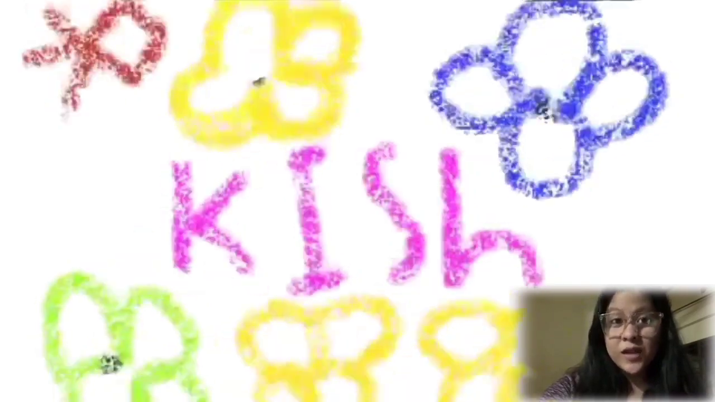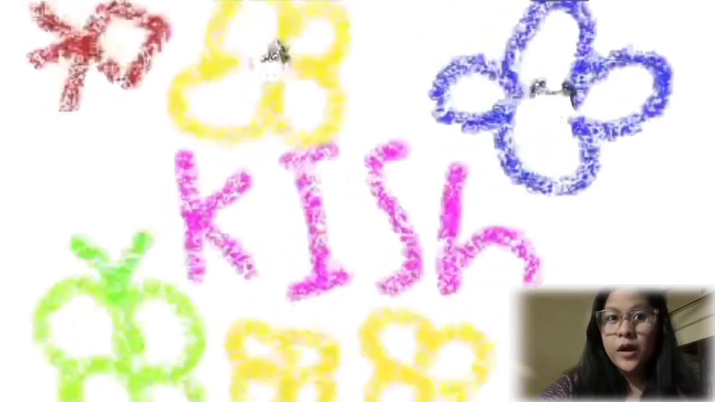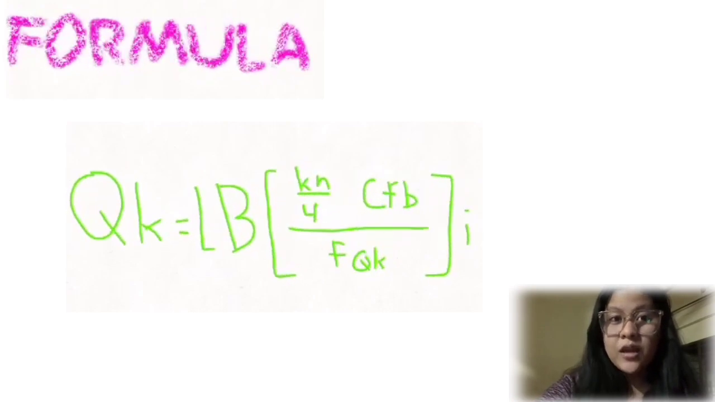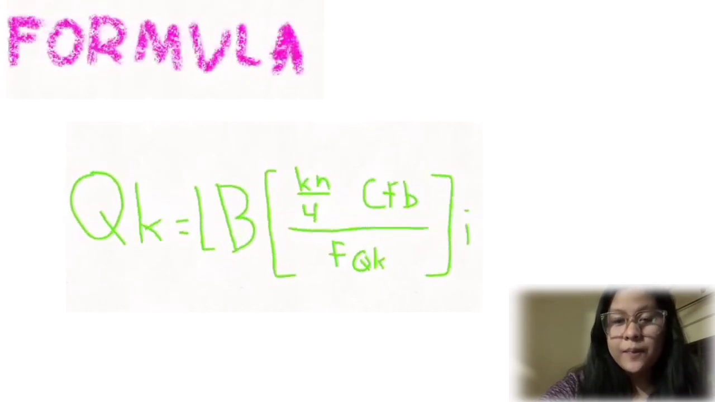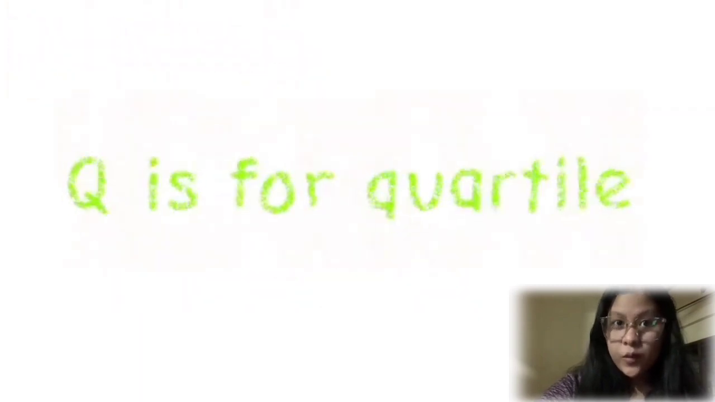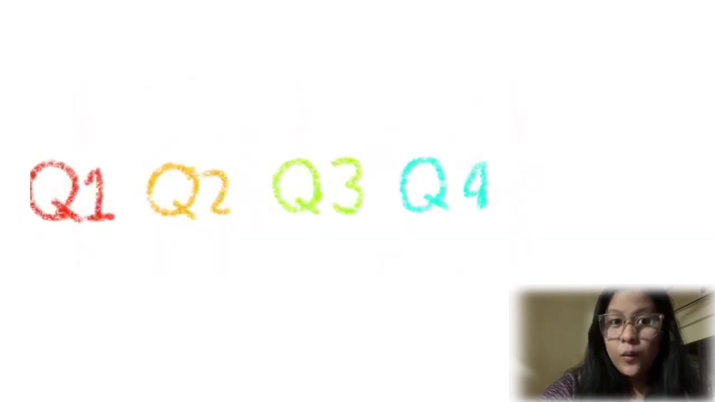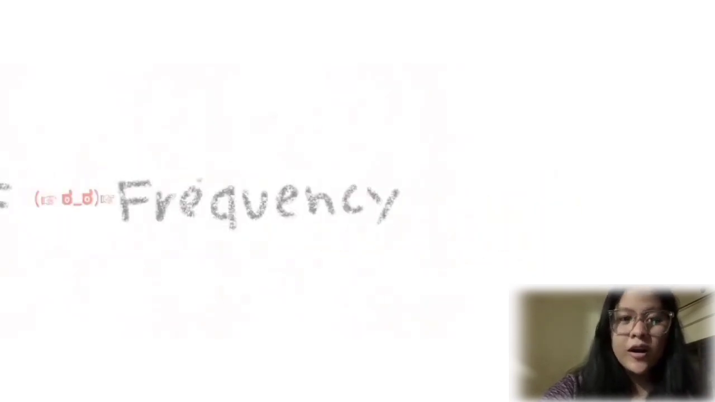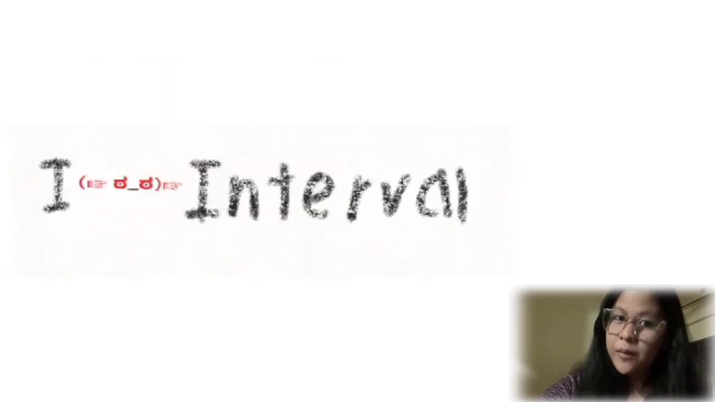Kisha, can you explain? Quartiles are values that split up a dataset into 4 equal parts. For this topic, we will use the formula Qk = LB + (kN/4 - CFB)/fQk × i, wherein Q is for quartile, k is for the quartile as in the given, for example Q1, Q2, Q3, and Q4. CFB stands for cumulative frequency before, f is for our frequency, i is for interval, or the numbers from first to last.